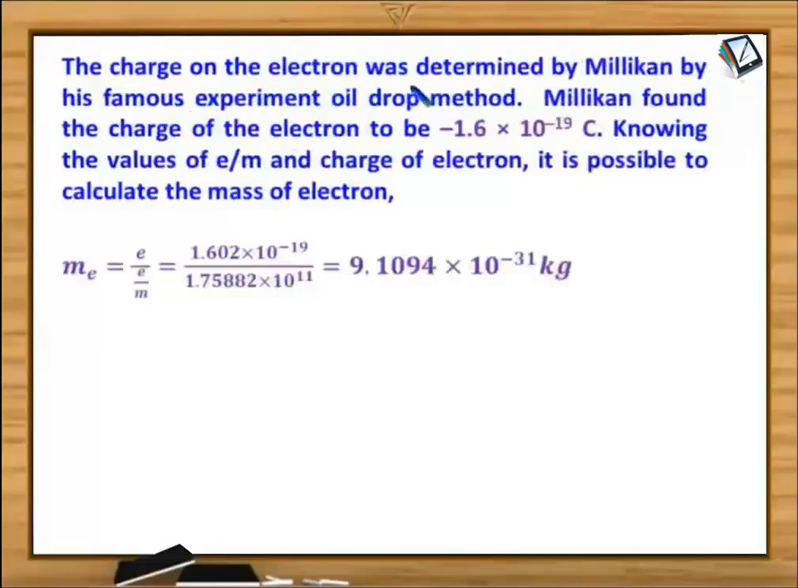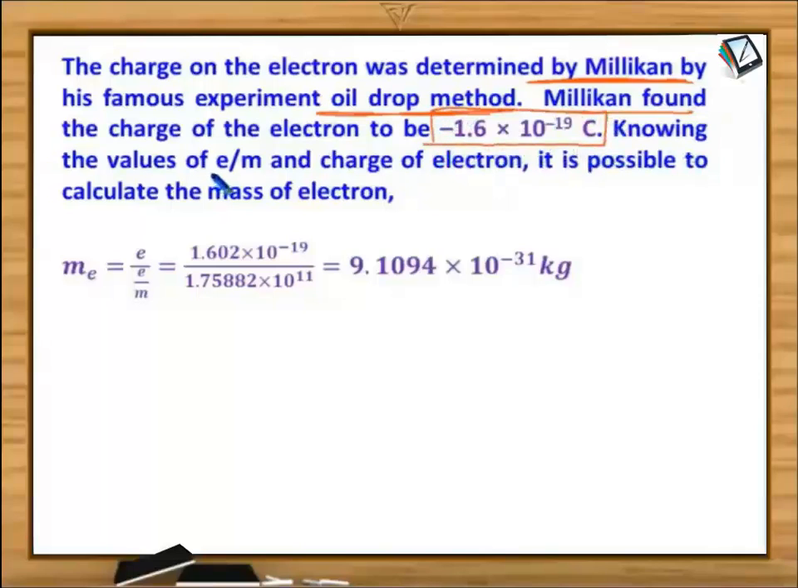The charge on the electron was discovered by a scientist named Millikan. He discovered the charge on the electron by an experiment called the oil drop method. So we call it the Millikan oil drop experiment. Actually you will learn that experiment in 12th standard physics under the chapter atomic physics. So it's not a concept of chemistry here. And Millikan found the charge of the electron to be −1.6 × 10^−19 coulombs.